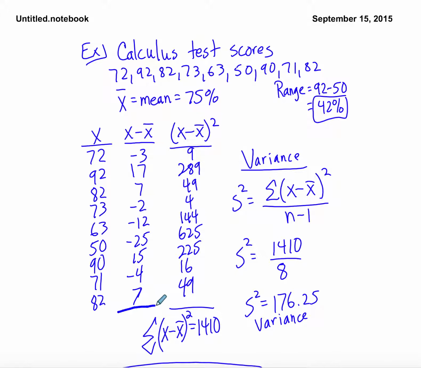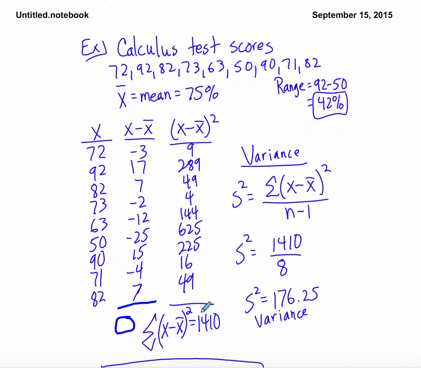If I add this column up, I would get 0, or approximately 0, maybe not perfectly 0 if I had rounding. In this case I have no rounding, so I get exactly 0. That's why we have to square them all, because otherwise we have a 0 deviation, and that doesn't help me. So we square each one. When you square a number, remember it becomes positive. So we now have all these positive numbers, and when I add them all together, I get 1410.